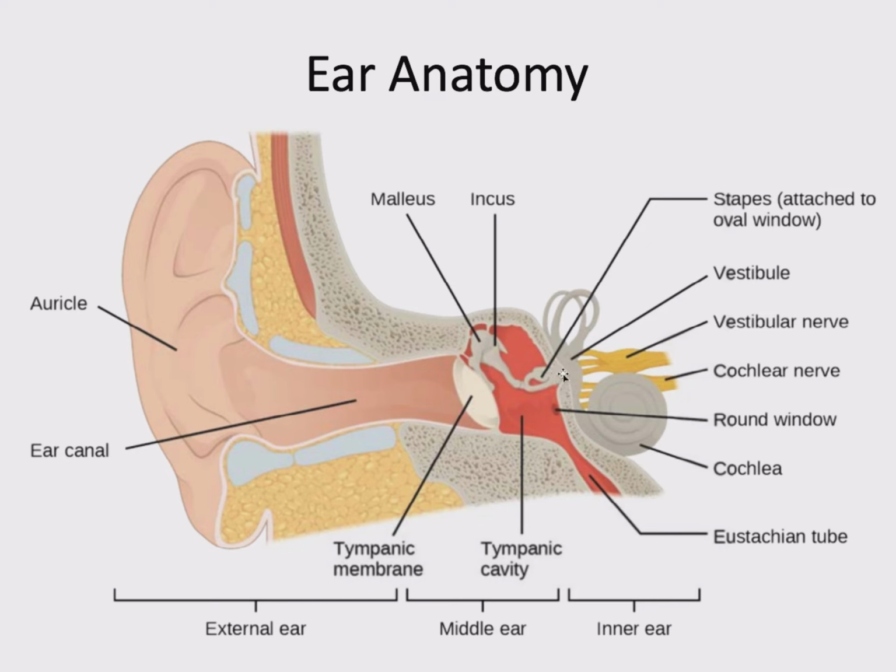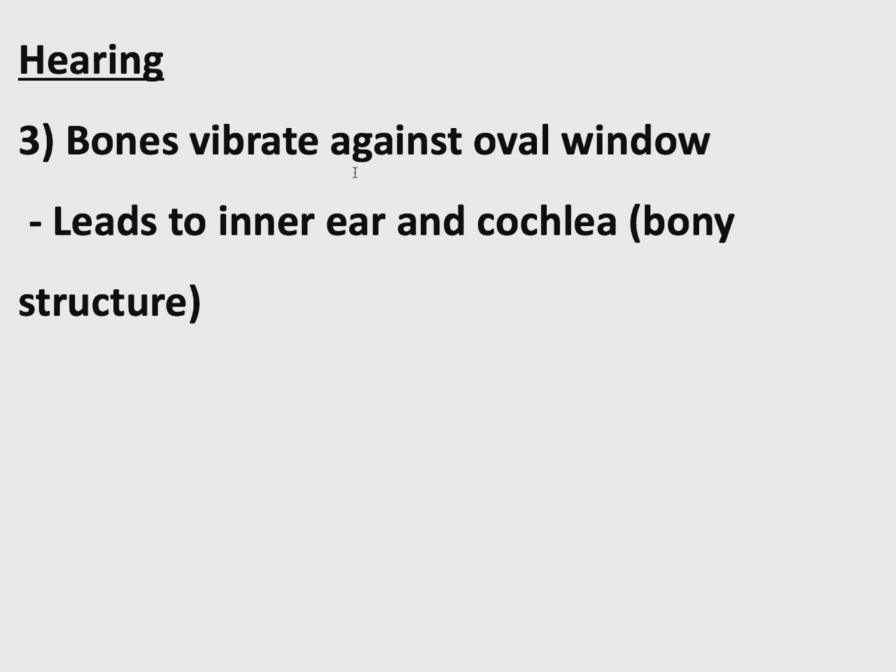Now the stapes bone is vibrating against the oval window. That's going to lead these vibrations into what's called the inner ear. This curly spiral, kind of snail-looking structure called the cochlea. So the bones vibrate against the oval window. This leads to the inner ear and the bony structure called the cochlea.